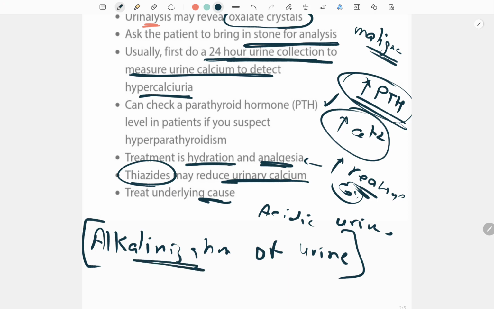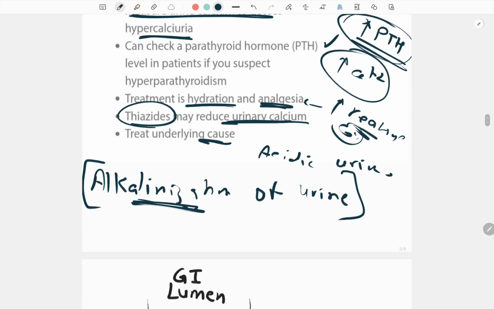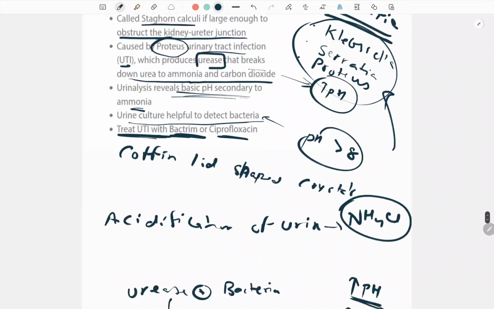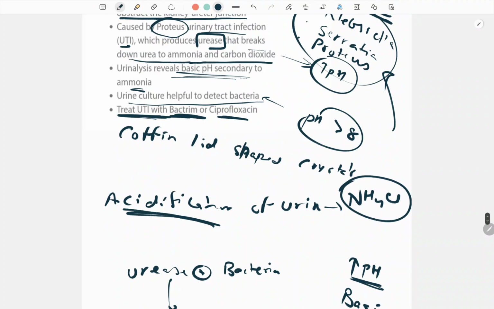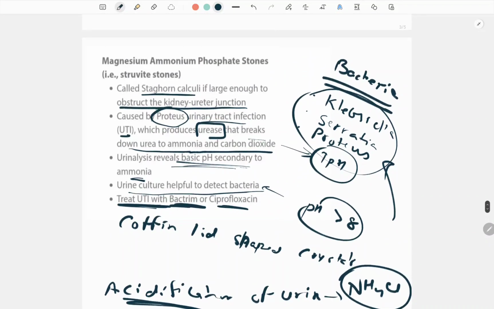So alkalization of the urine for calcium oxalate stone, and acidification of the urine for the struvite stone or the magnesium ammonium phosphate stone. This is part 1 of the kidney stone. You can also watch my part 2, where we will talk about the uric acid stone, cystine stone, and the miscellaneous stones. Thank you.